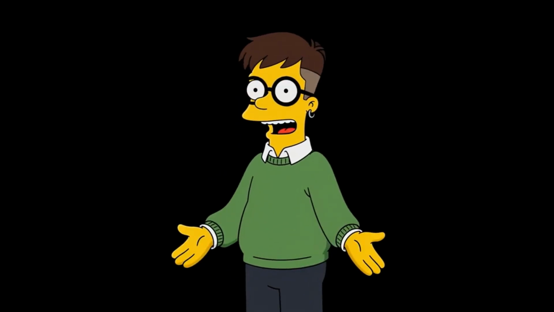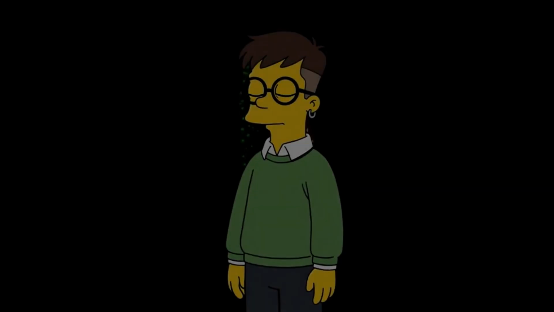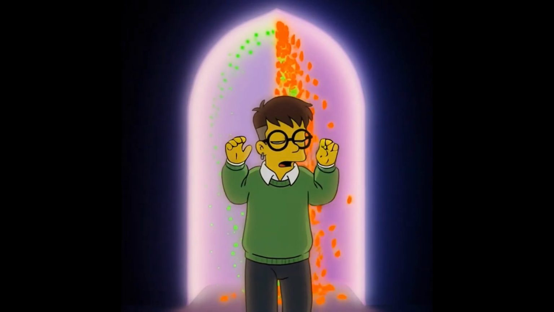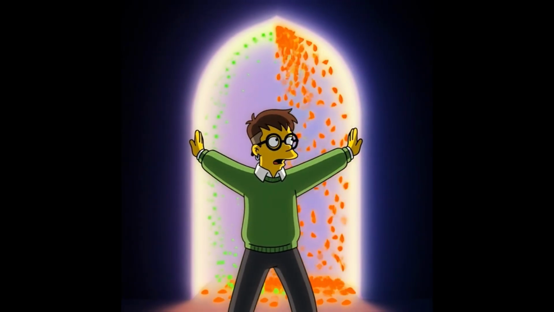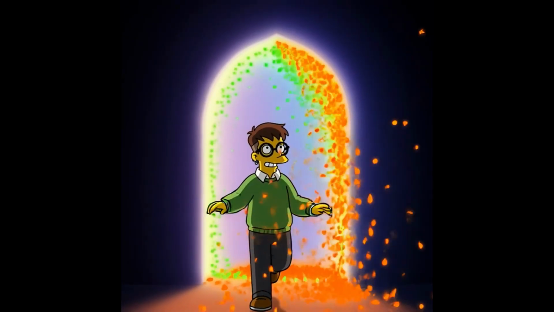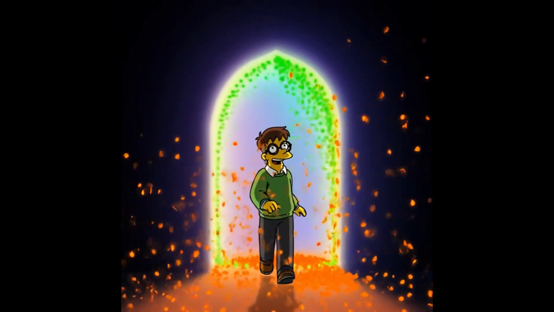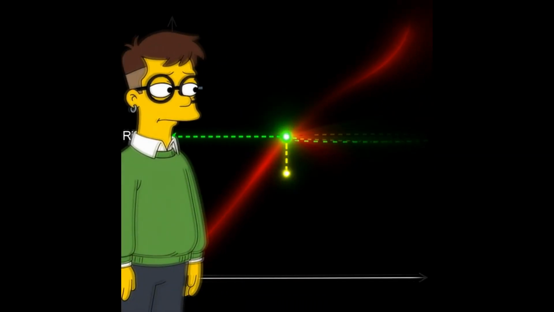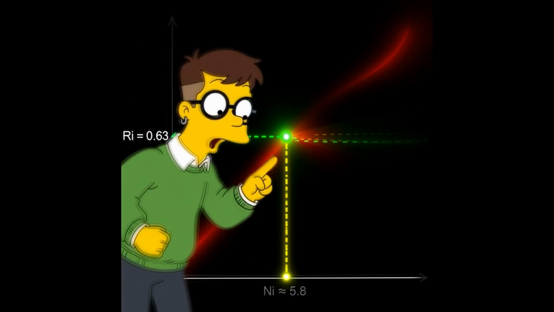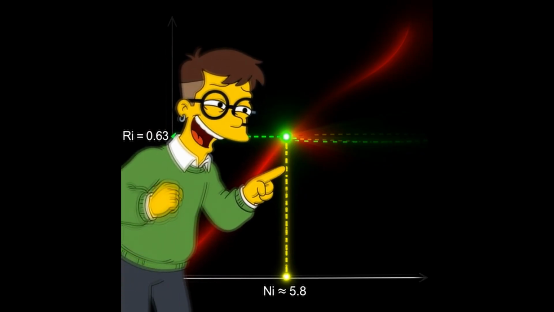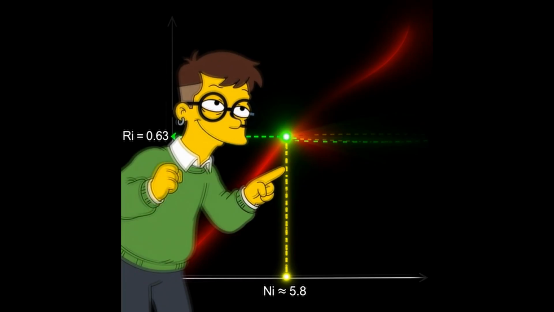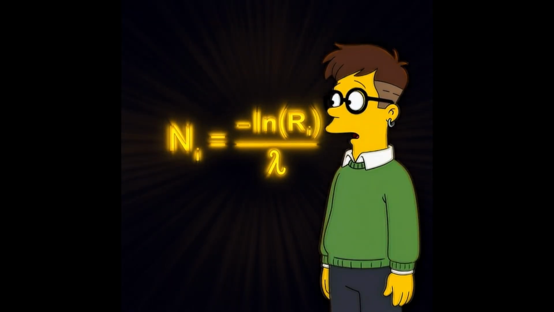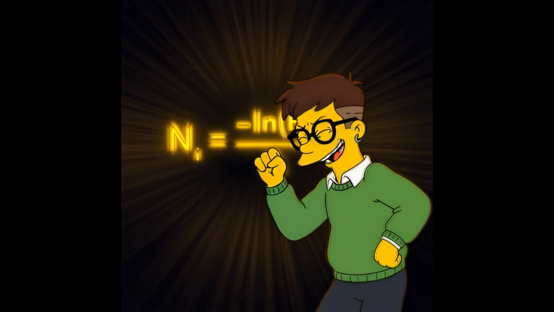Let me walk through the derivation explicitly so every step is clear. Step 1. Start with Ri = 1 - e^(-λNi). Step 2. Rearrange: e^(-λNi) = 1 - Ri. Step 3. Take the natural log of both sides: -λNi = log(1 - Ri). Step 4. Divide both sides by -λ: Ni = -log(1 - Ri) / λ.